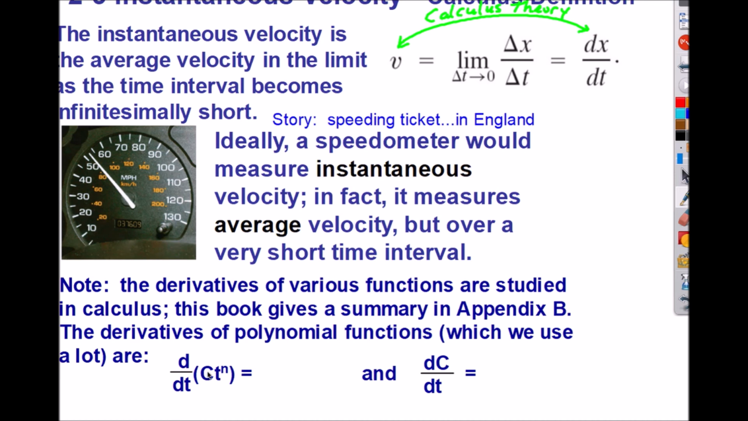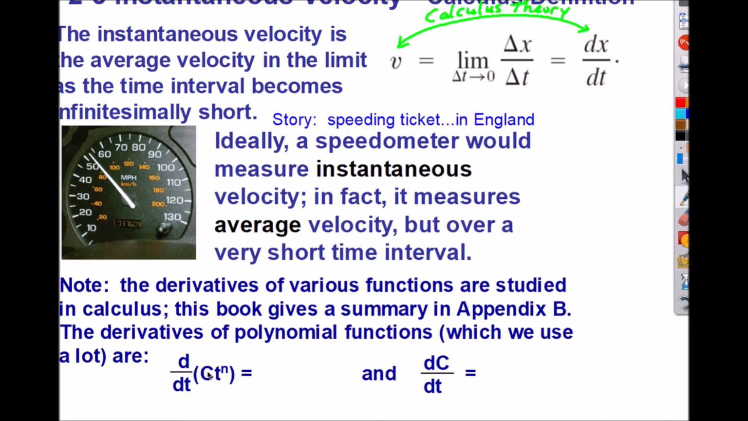Now, note that the derivatives of various functions are studied in calculus. This book does give a summary in Appendix B. You will find that when you take the AP physics test, you really don't need to memorize the derivatives of various functions. You'll be given a table of both derivatives and integrals that you're allowed to use. That's probably not the case in your calculus course, but certainly here our goal is to understand the physics, not the calculus. We're using calculus as a tool now, so you'll have access to derivatives and integrals when you take the AP physics test. We need to know how to use them.